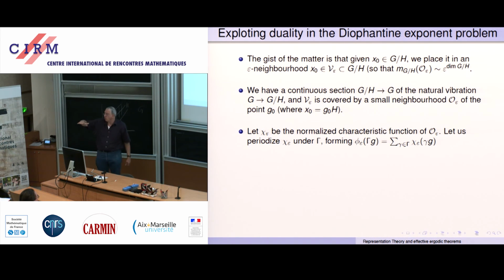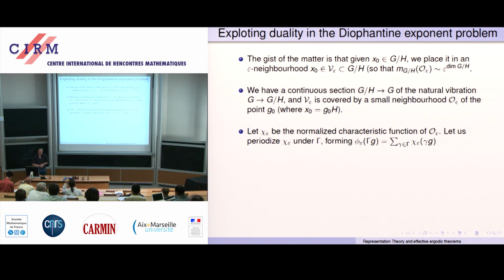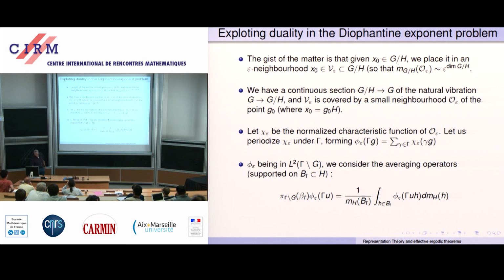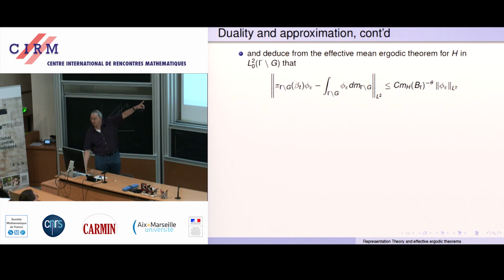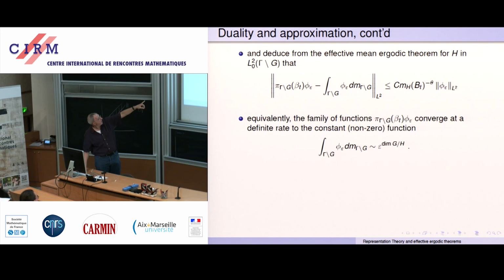And you can consider the normalized characteristic function of O epsilon, and you can periodize that little bump function just as we did in the lattice point counting problem. So we lifted a small neighborhood, and we now periodize phi epsilon, and now phi epsilon becomes a function in L2 of G mod gamma. And if it's a function in L2 of G mod gamma, you can certainly operate on it by the averaging operators. And you have an effective mean ergodic theorem. And so the effective mean ergodic theorem basically tells you that this family of functions converges at a definite rate to a constant function. This constant is the integral of phi epsilon.